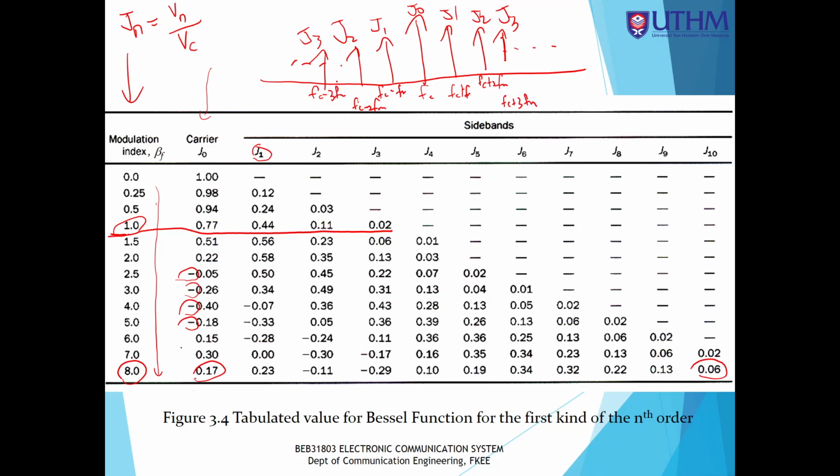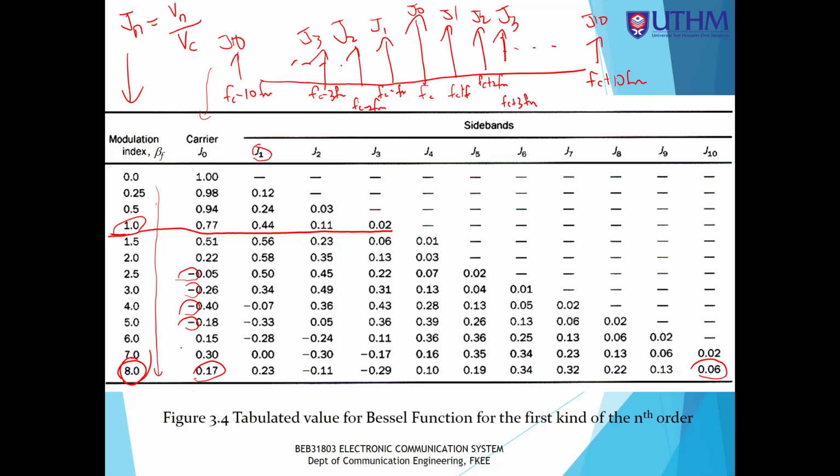So if you have beta equal to 8, that means we're gonna have up to J10. Okay, up to J10, and up to here is J10 means that here frequency is FC plus 10 FM. Here is FC minus 10 FM. So very big bandwidth. Okay, the larger the bandwidth becomes bigger.